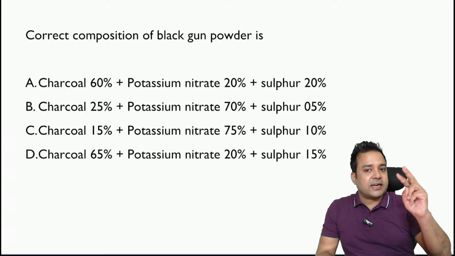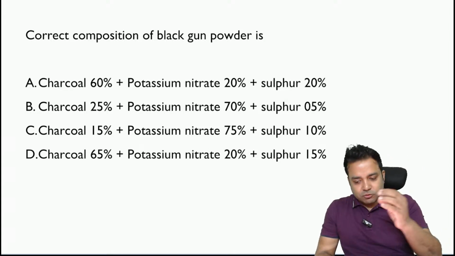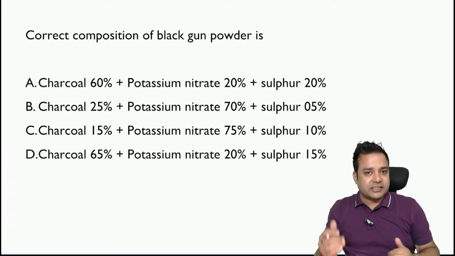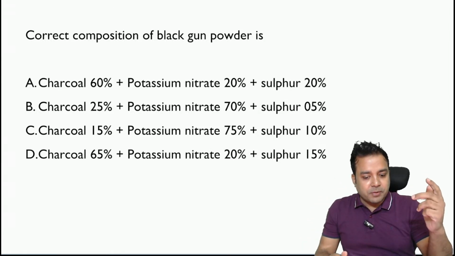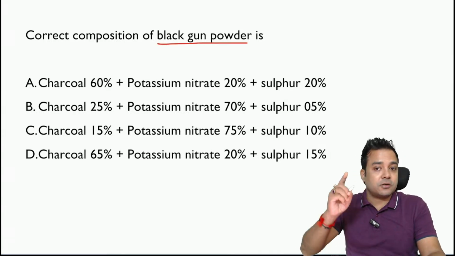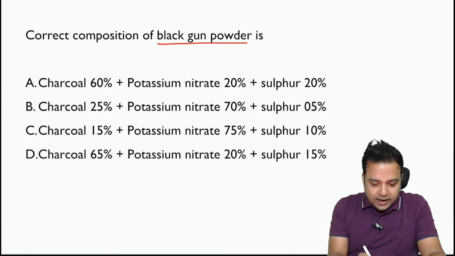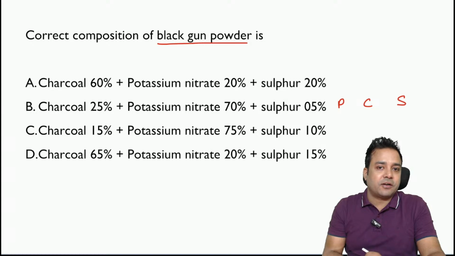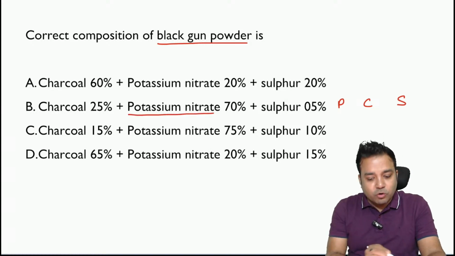This is the last of the single answer type questions. After that, 2 or 3 multiple correct ones are there, in which we will revise lead topics. Correct composition of black gunpowder is a repeat question. So remember, black gunpowder is used in shotgun cartridges, and the mnemonic to remember is PCS: potassium nitrate, charcoal and sulfur. More the number of alphabets, more is the percentage.